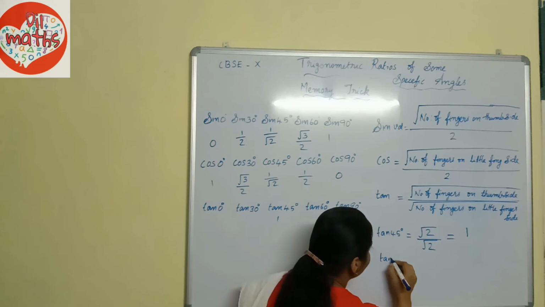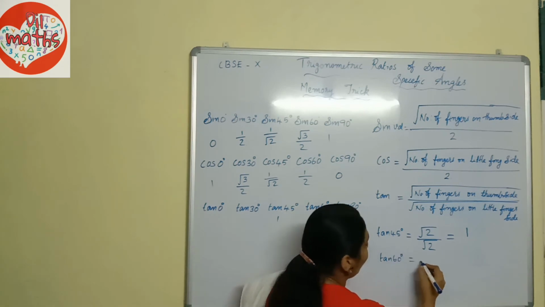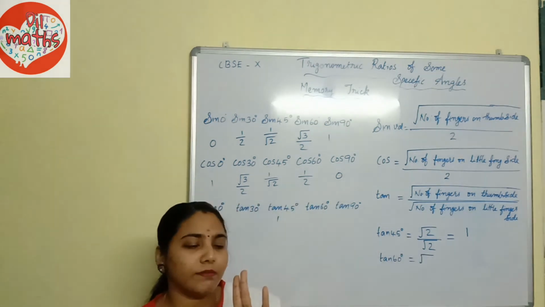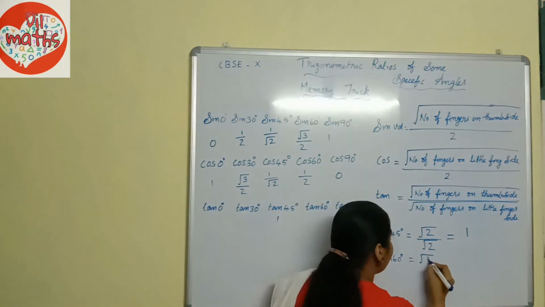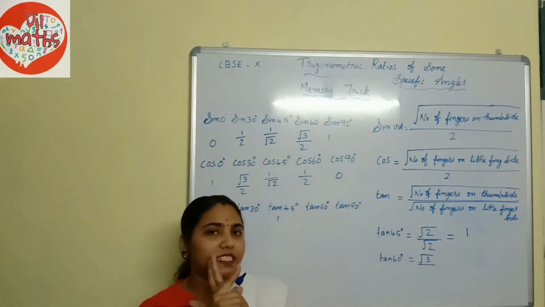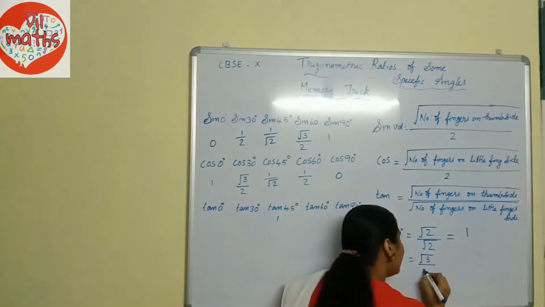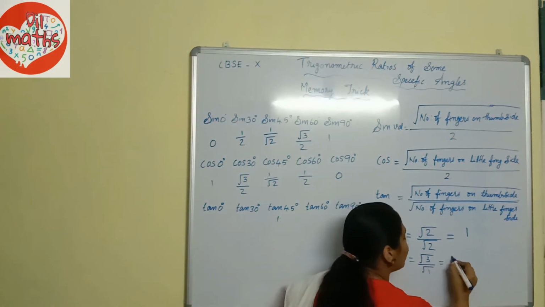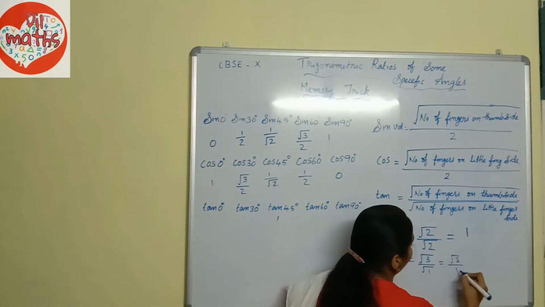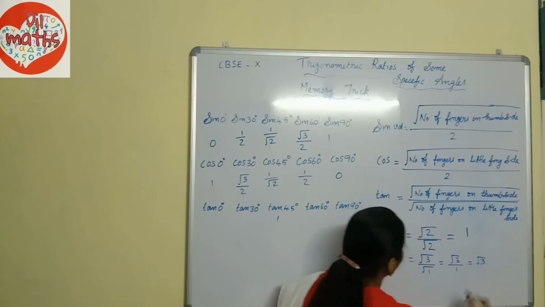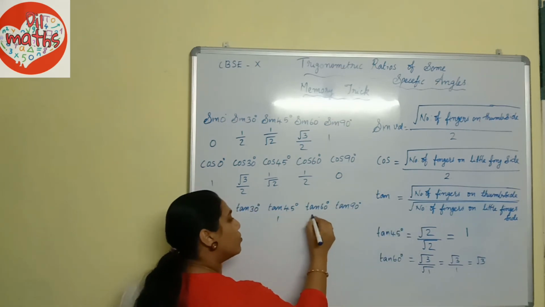Square root of how many fingers left on the thumb side? 3. And how many fingers left on the little finger side? Only 1 finger. So root 3 by root 1. Root 1 is equal to 1 only, so that is equal to root 3. So tan 60 degree is equal to root 3.